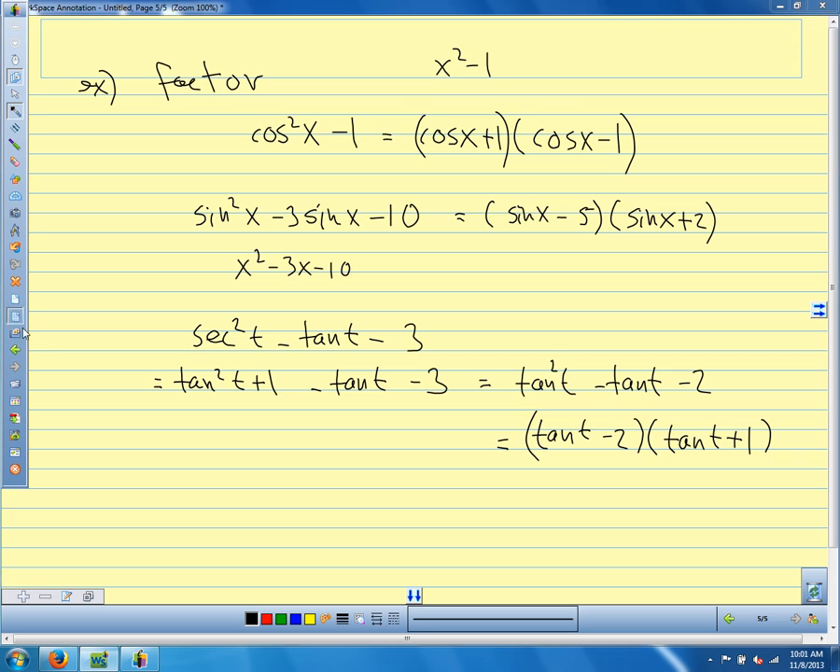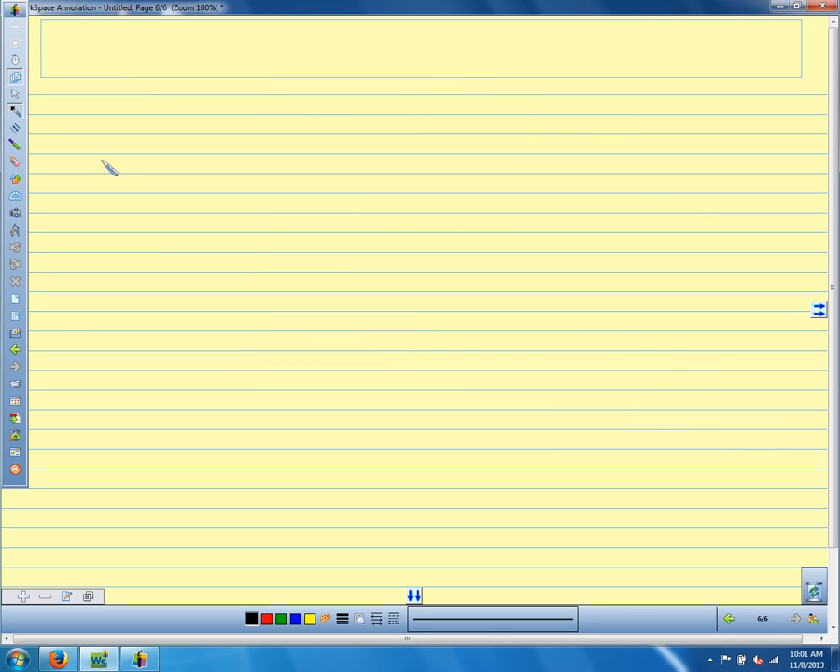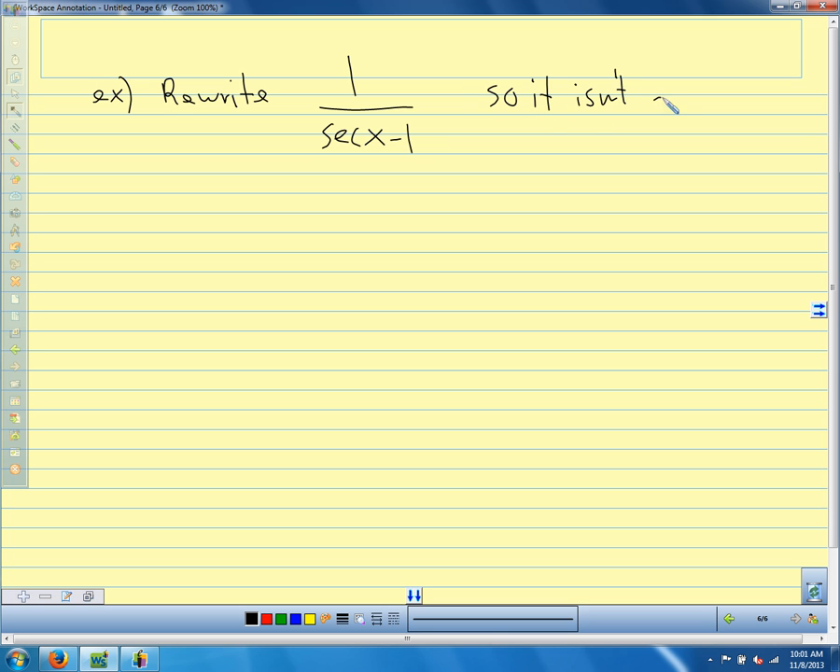Okay, let's look at another technique. We want to rewrite 1 over secant x minus 1 so it's not a fraction. So we want this not to be a fraction.